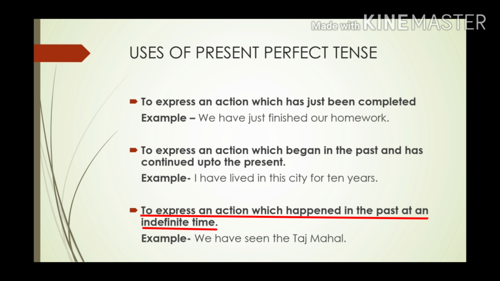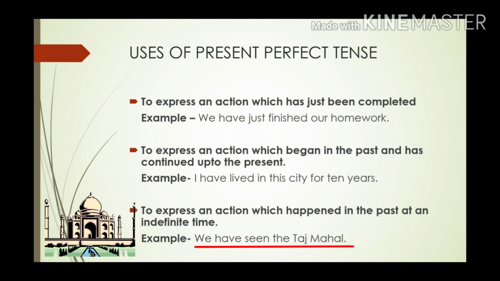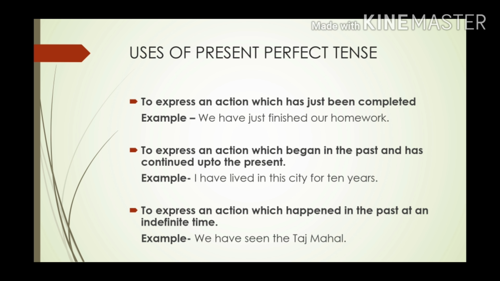And lastly, we use present perfect tense to express an action which happened in the past at an indefinite time, means something that happened in the past but the time is not defined here, not mentioned here. For example, we have seen the Taj Mahal. So this was our present perfect tense. Let's recapitulate it. Present perfect tense denotes an action that is already completed before the moment of speaking.